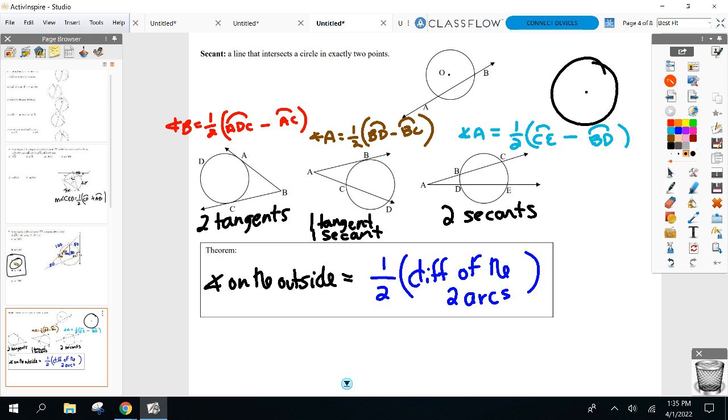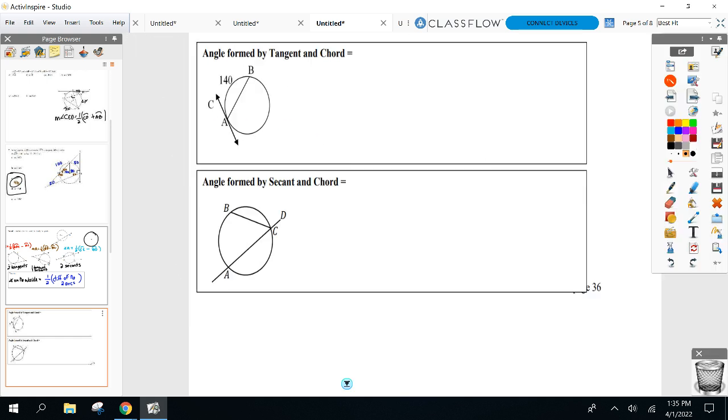Last thing, there's a couple angles that don't follow any of our rules. They're not inside and they're not outside. So what the heck do I do to them? Take a look at this angle here. Angle CAB. Everyone see what happened?